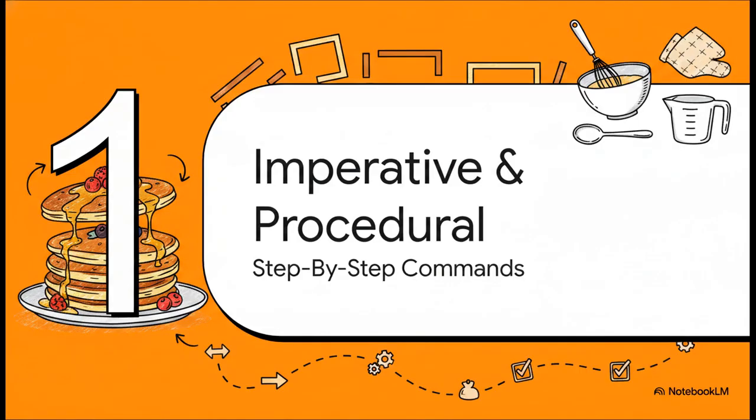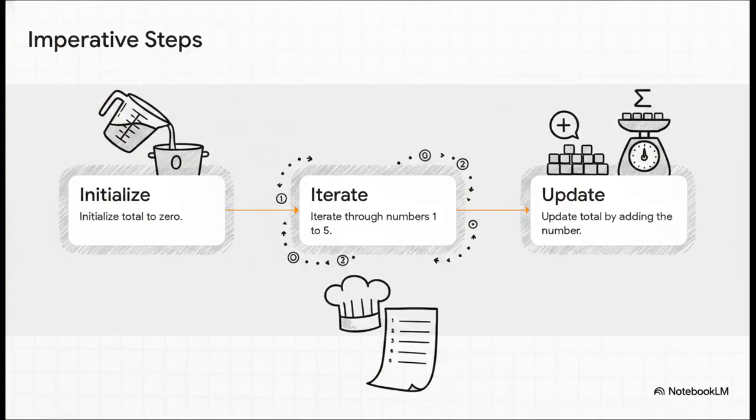Let's kick things off with Section 1, Imperative and Procedural Programming, which focuses on step-by-step commands. This is arguably the most straightforward approach out there, and it perfectly mirrors how you might follow a baking recipe in your own kitchen. You are telling the computer exactly what to do step by step. Just like a recipe tells you to first preheat the oven, then mix the flour, and then add the eggs, imperative coding lays out the exact sequence.